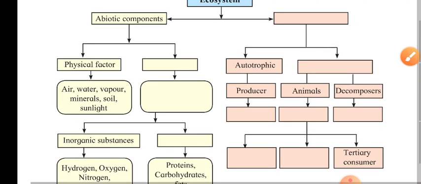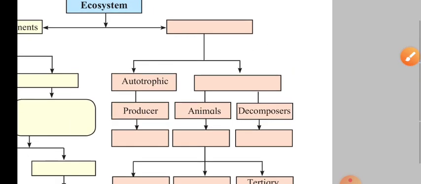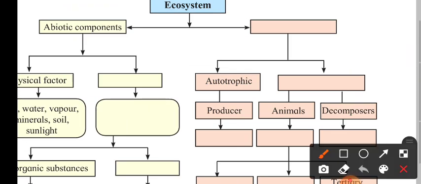On the other hand, when we talk about the biotic factor, this is nothing but the biotic component. Biotic component is majorly classified into two categories. One is autotrophic and the other is heterotrophic.